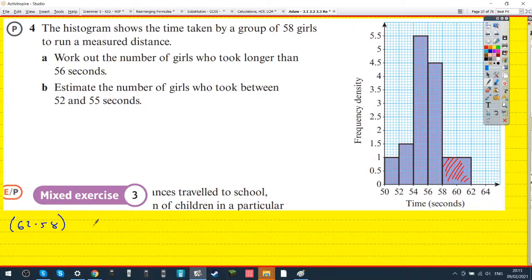Which is 4, so 4 times 1 is 4, so 4 there. So that represents 4 girls. And the other one would be 2 times 4.4. I think it's 4.5. Oh yeah, it is. 2 times 4.5, which is 9. And then you add them together, which gives you 13. B. Estimate.